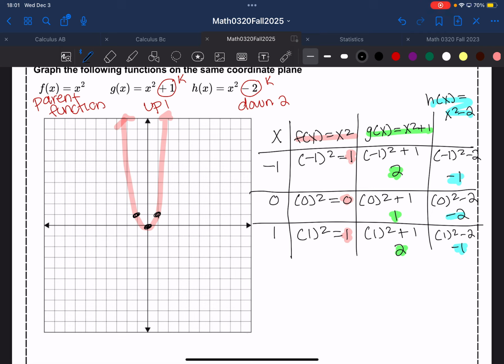Then I'm going to do my g of x function. So I'm using negative 1, 2, 0, 1, and 1, 2. And notice when I plot this, what you're going to see is that my entire function moved up. I moved up 1.